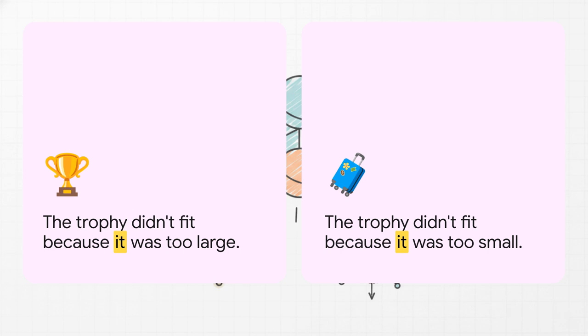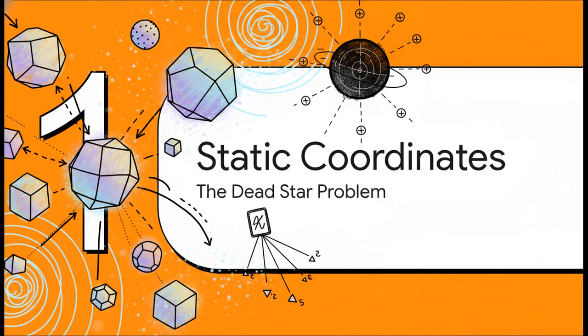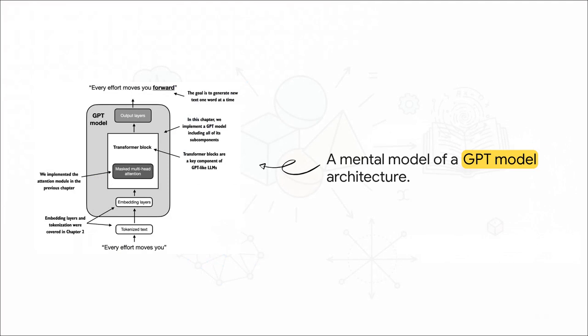As humans, we resolve this shifting meaning instantly, right? We just use our common sense and our basic understanding of physical space. But computers absolutely do not have common sense. All they have is math. So to really understand how a machine beats this ambiguity, we first have to talk about something called the static coordinate problem. And this brilliantly illustrates what happens under the hood.